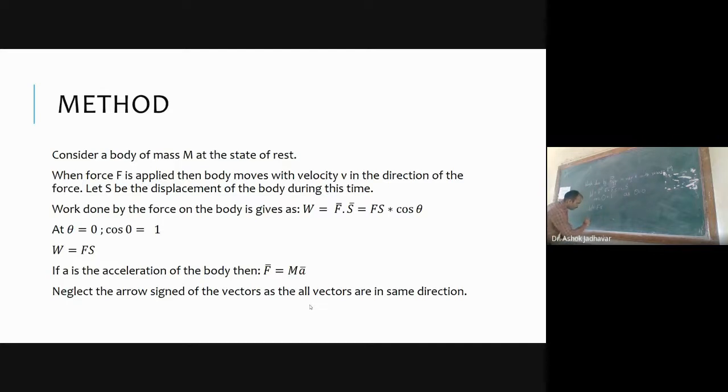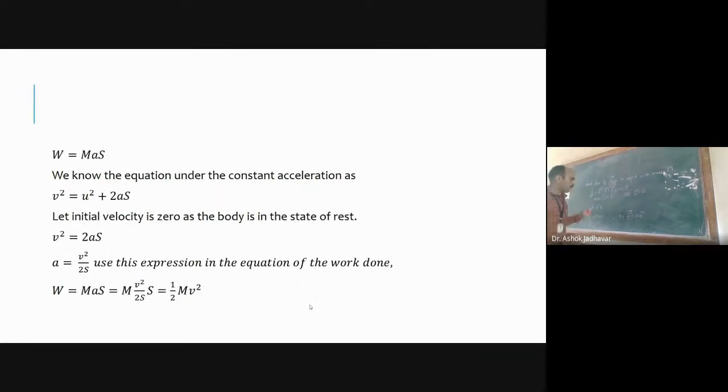So W can be written as W is equal to MAS, as F bar is given as MA bar. In this case, we have neglected the arrows because force, acceleration and displacement are all in the same direction. So we have just neglected the vector signs of these quantities. So we got MAS as an equation for work done.